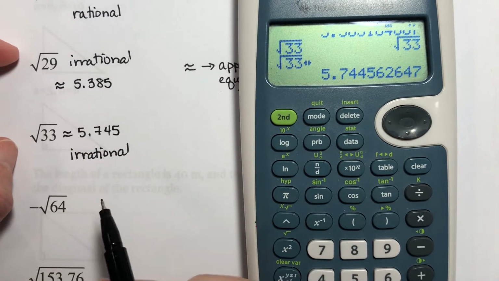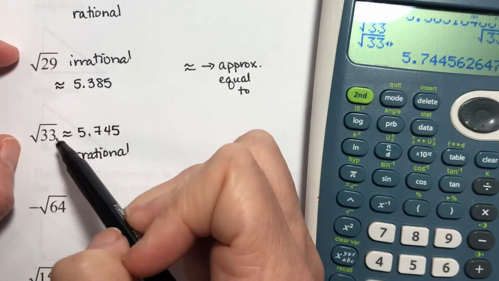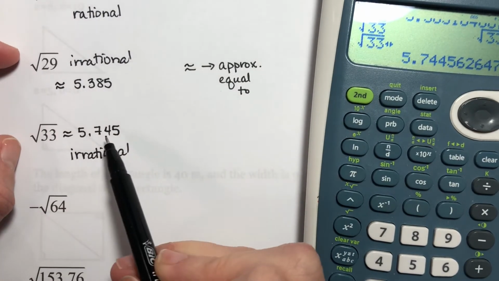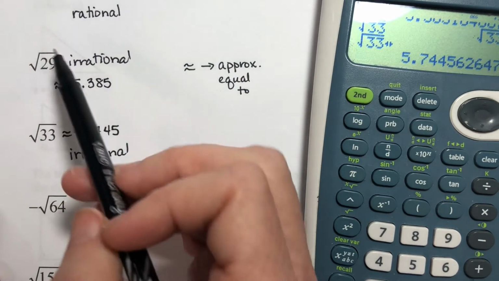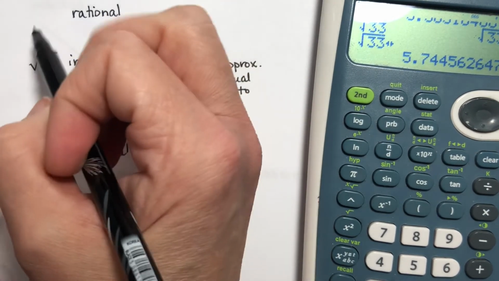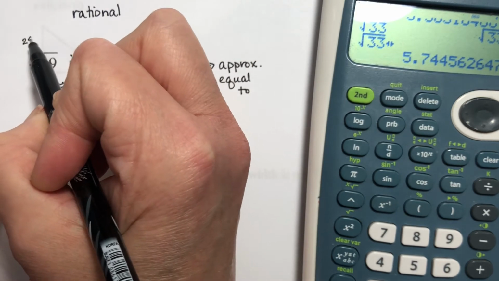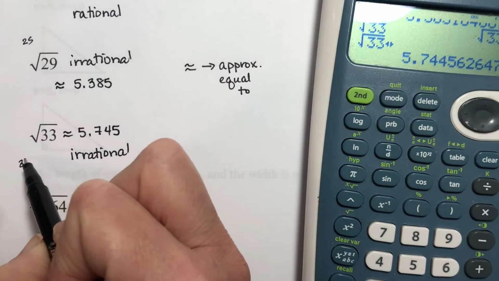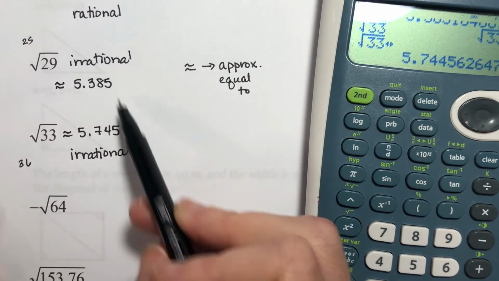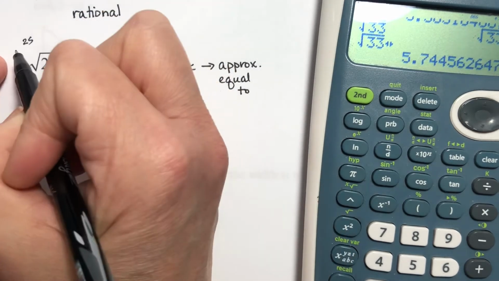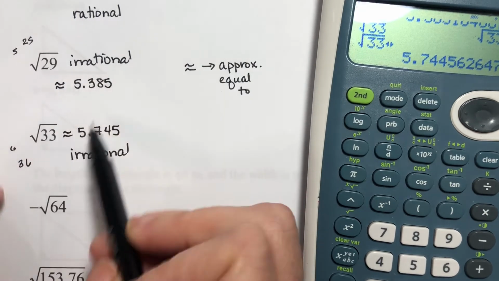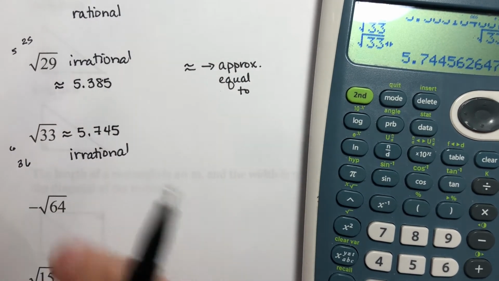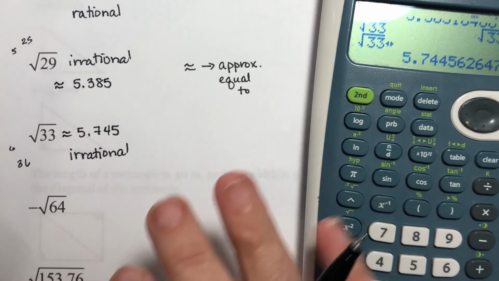Just compare these two. 33 is bigger than 29, so our approximation should be bigger as well. Okay. If you're thinking about perfect squares, 5 squared is 25, 6 squared is 36. Both of these numbers should be between 5 and 6. So you can have an idea of what your answer should probably be if you think about those things.